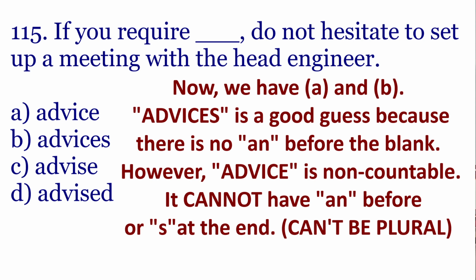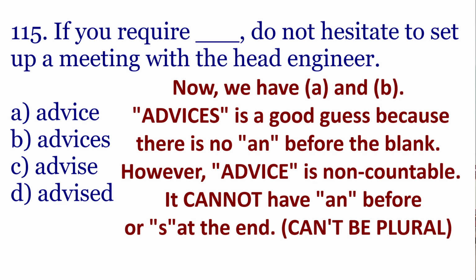Well, B is a good guess because there is no an. So many people think you should have advices or an advice. But the bad news is advice is non-countable. This is like feedback. Feedback is non-countable. These are words like information, furniture, air, etc. I cannot give you a good reason why.